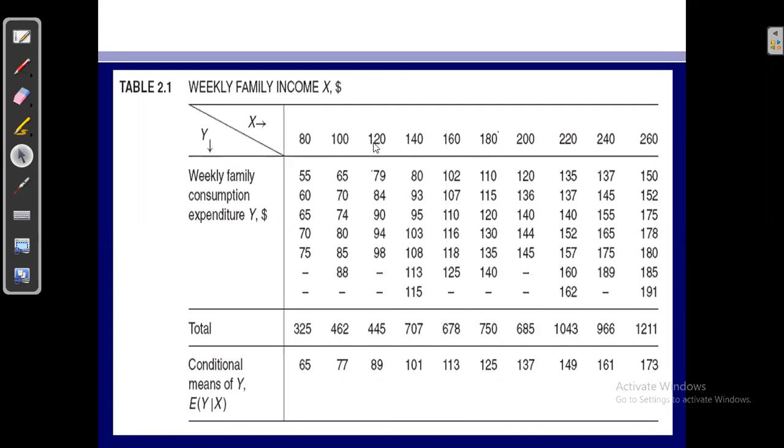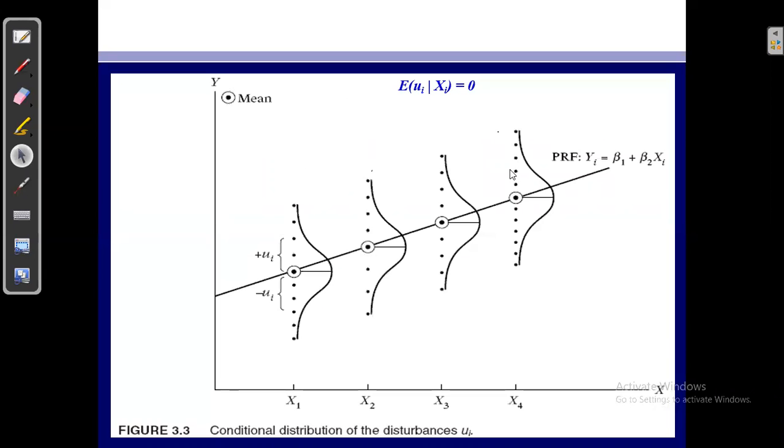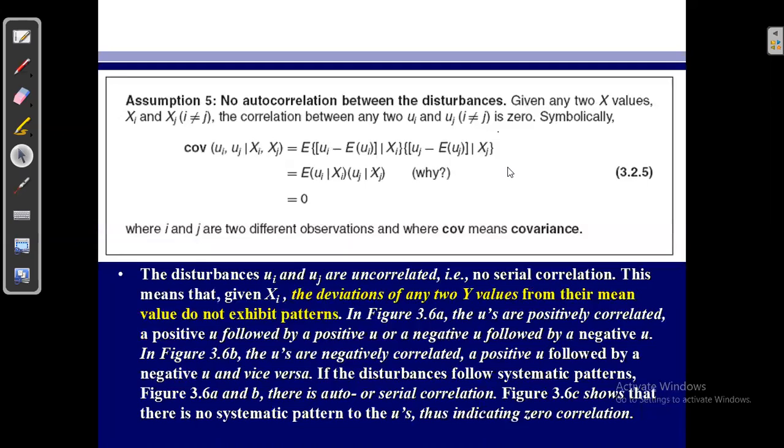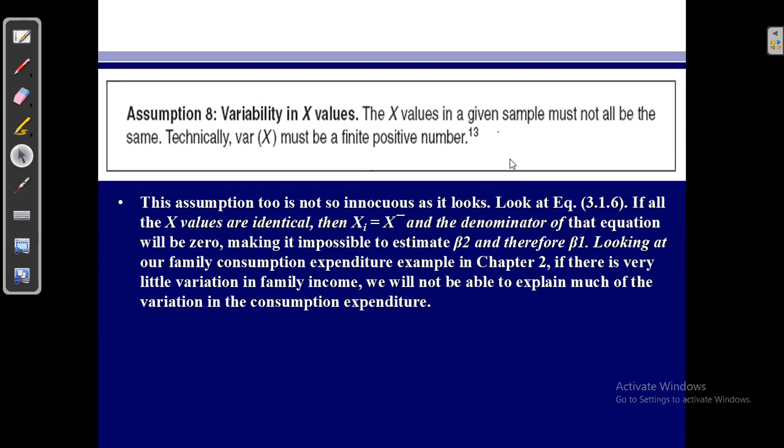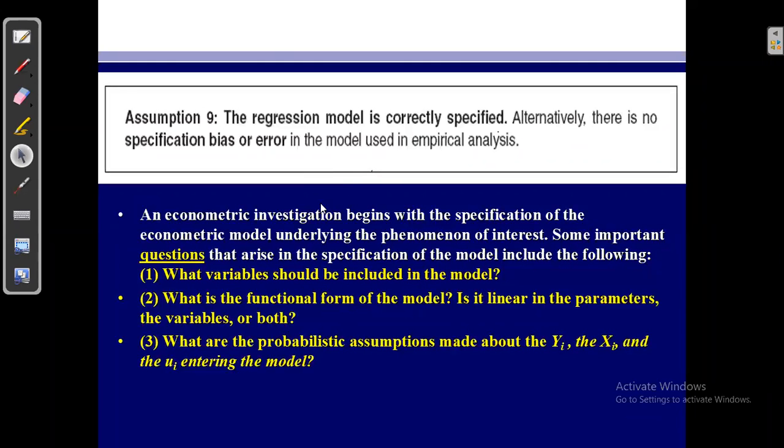So as you can see here, although X is fixed, it is not taking all the same values, because some of the families are earning $80 per week, while some of the other families are earning $100 per week, and so on and so forth. So this is what we mean by there should be variability: X values should not all be the same. Which is of course a very straightforward thing. But later on, I will show what problem you would face in your estimation and calculation of the econometric model if this assumption is not taken care of.